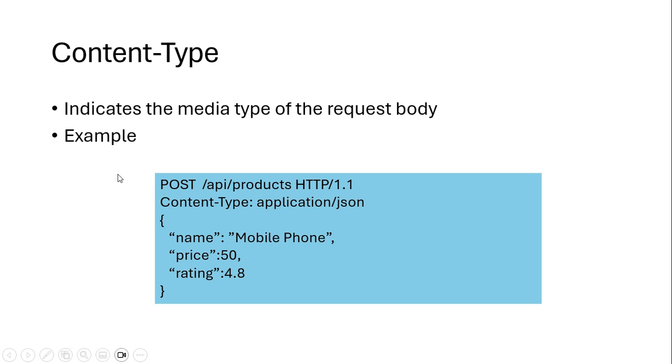Next one is the content type. This indicates the media type of the request body. Media type of the request body, in the sense that whenever you're trying to create a new resource, let's say you're making a POST request to create a new product, then we have to send the entire resource in the request in the JSON format. So we have to specify the content type as application/JSON here.